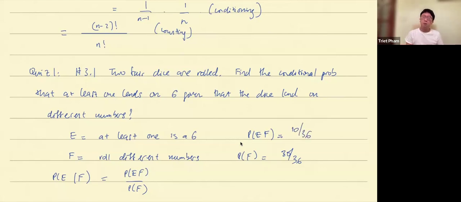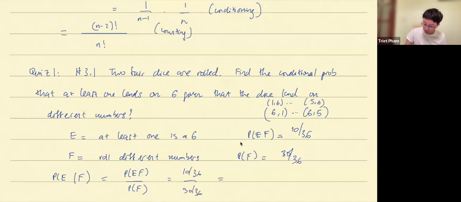Ten over 36. Why? Because it's (6,1), etc., up to (6,5). The reason is because you roll different numbers, so (6,6) is not included. And then similarly, you can have (1,6) up to (5,6). So that's 10 possibilities.